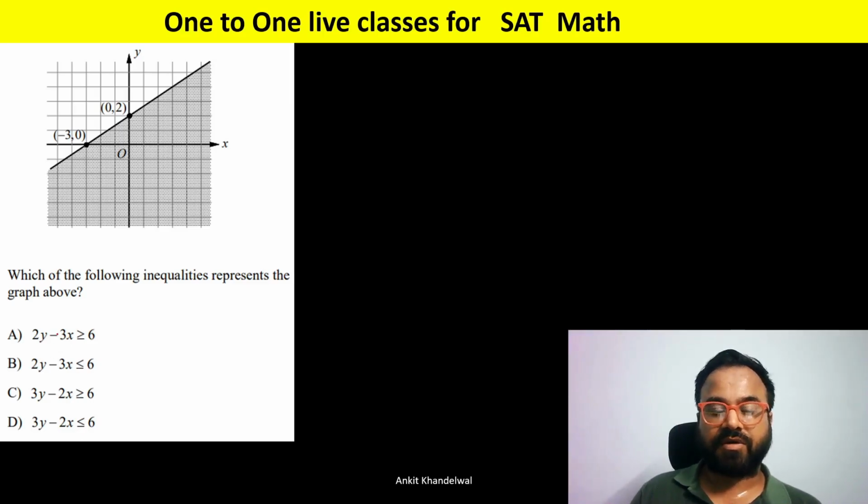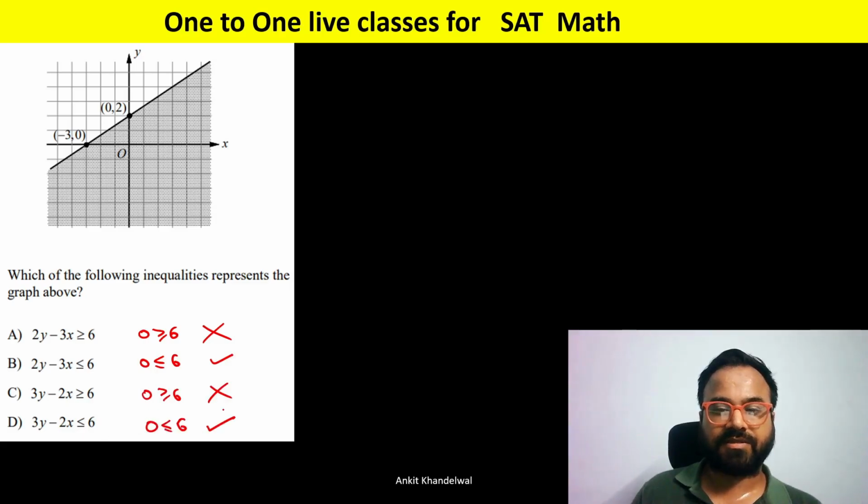So if you put the 0, 0, then 0, 0 should be a part of the solution, means 0, 0 should satisfy this. So here we are getting 0 greater than equal to 6. This is false, right? Here we are getting 0 is less than equal to 6. This is true. Here we are getting 0 is greater than equal to 6. This is false. And in the last one we are getting 0 is less than equal to 6. This is true. So option A is not, option C is not. Either option B or option D.